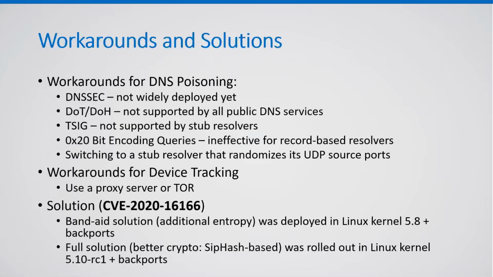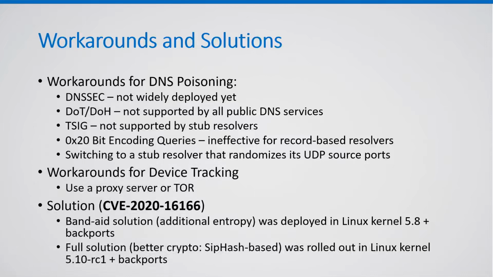The workarounds for DNS cache poisoning include using DNSSEC, DNS over TLS, DNS over HTTPS, and TCP. But all these technologies are not widely enough deployed. Using 0x20-bit encoding of queries is not effective when the target is a record-based resolver like systemd-resolved, because the query arrives at the attacker's authoritative name server. And then, of course, it's possible to switch to a stub resolver that randomizes its UDP source ports instead of delegating their selection to the operating system.